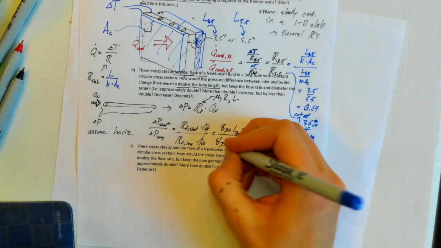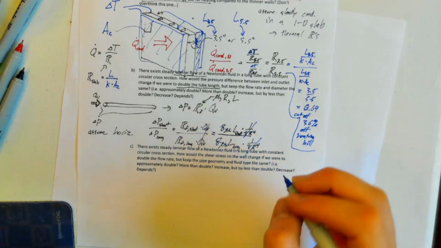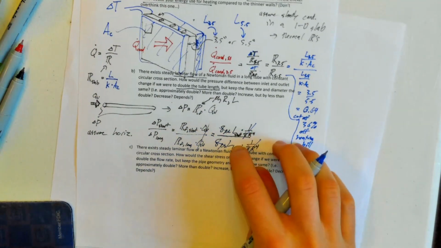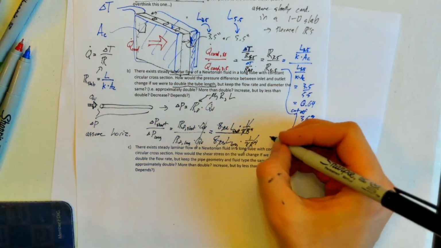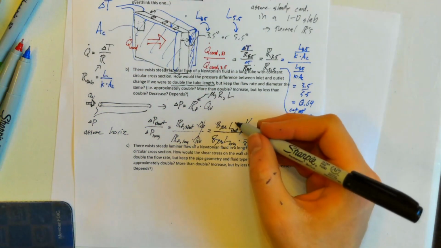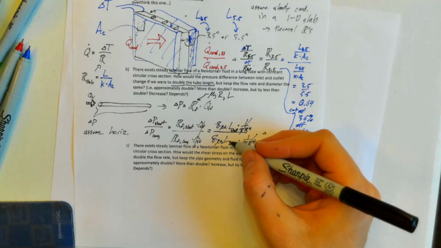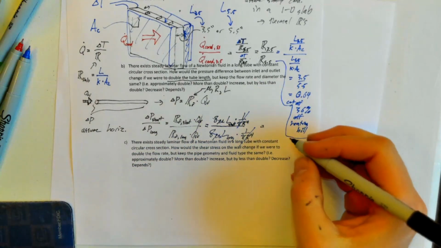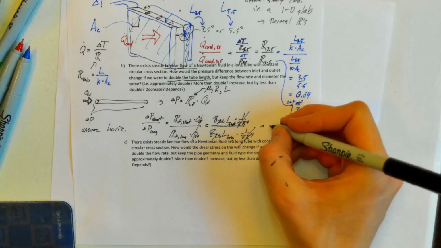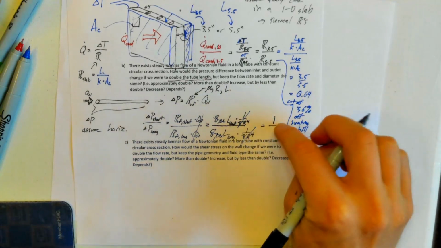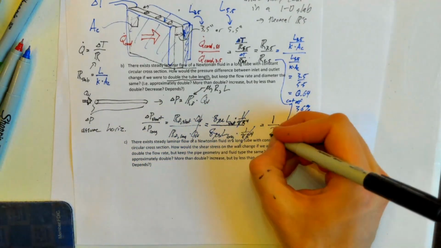The 8 mu's cancel out, the 1 over pi r to the fourths cancel out, so at this point it's just the ratio of the lengths of the tube. And we said, hey, we're going to double the tube length, so that basically means the long tube is twice as long as the short tube. So if our short tube had a length of, let's say, one arbitrary unit, the long tube would be twice as long.